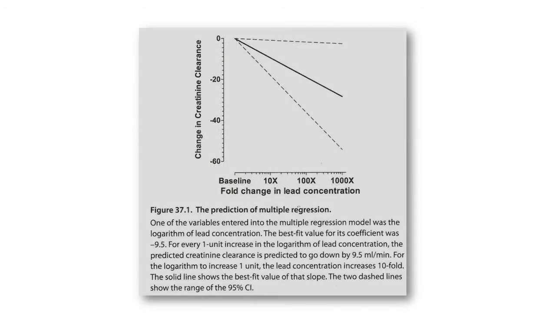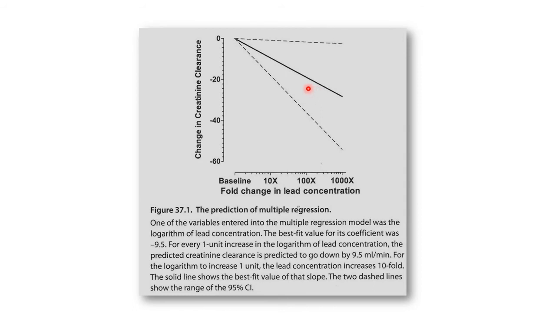So here's a graph of the best fit line for the data, and this is again accounting for all the other variables that we talked about previously. Essentially what you see is that the y-axis here is going to be our dependent variable, which is our change in creatinine clearance. And again, notice this line is negative. It's going to be going down because we find that there is an inverse relationship here: as lead levels increase, you're going to find a decrease in creatinine clearance.